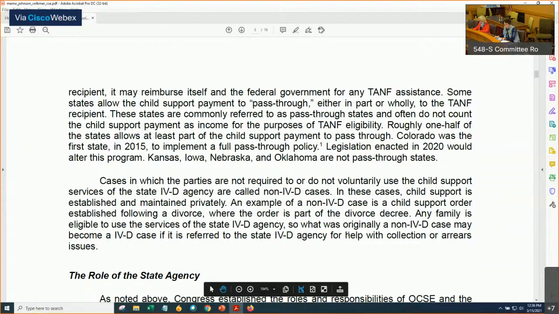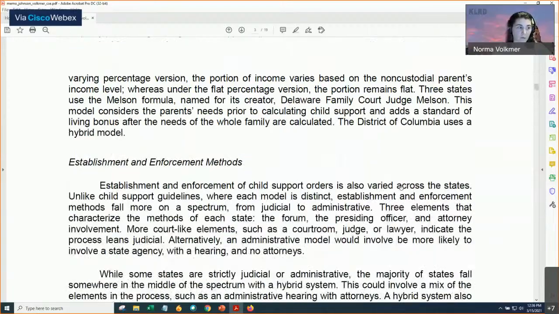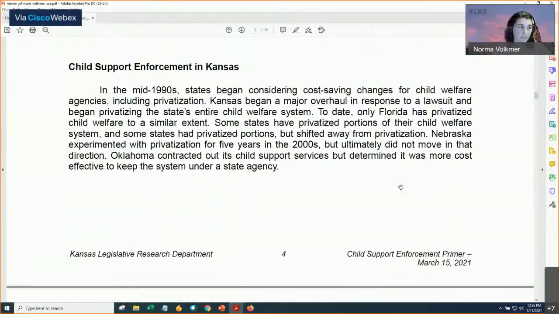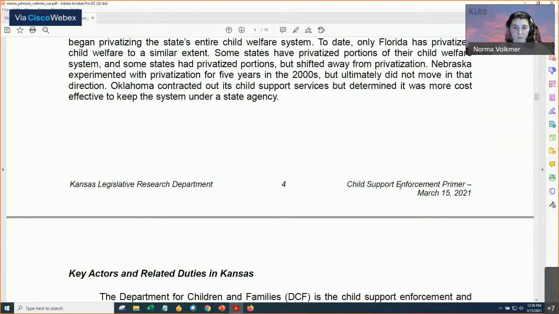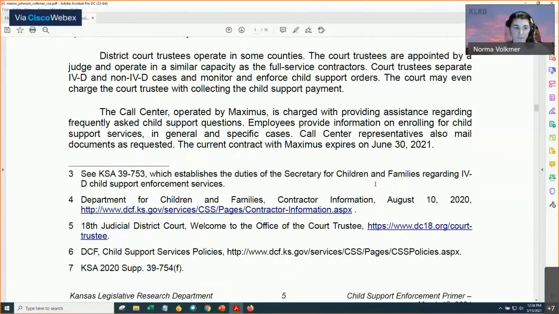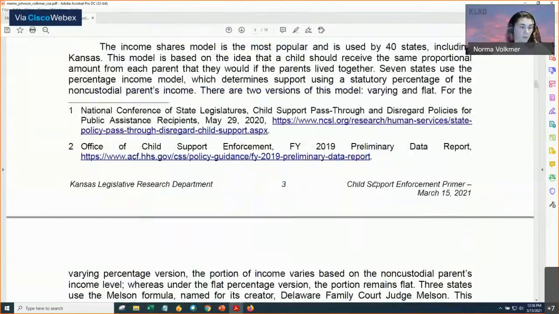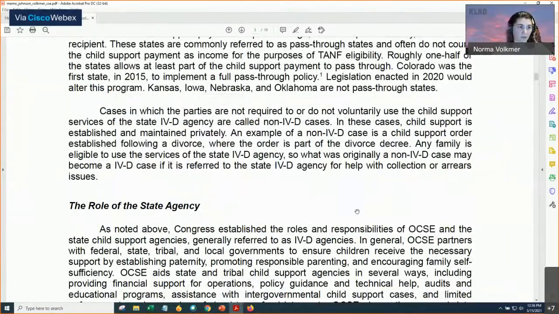And then I'll just note that the primer provides further detail on both the federal legislation leading to where we are now, as well as greater detail on those things I touched on. So child support enforcement methods, child support enforcement means, the privatization of Kansas child support services, as well as where we fall in the spectrum compared to some of our neighbor states, both in privatization and child support enforcement methods and means.